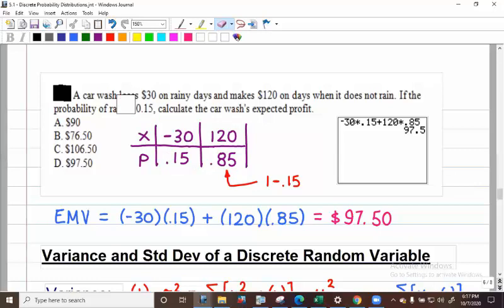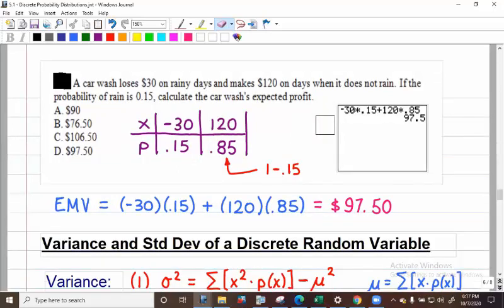And once again, the word loses means you give it a negative value here, negative 30, and then there's your profit of 120. Easy calculation: negative 30 times 0.15 plus 120 times 0.85. We expect to profit $97.50 a day. How about that? Not too bad.